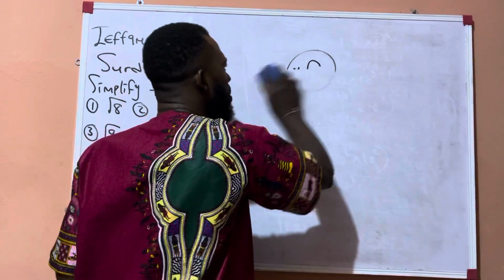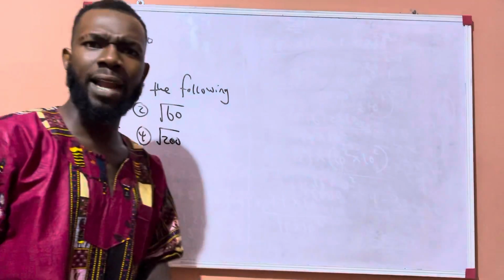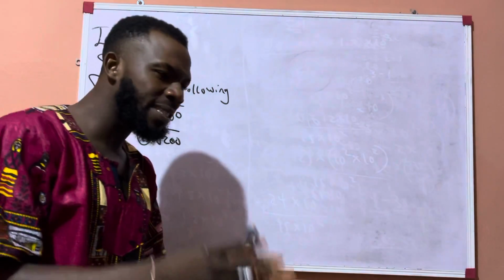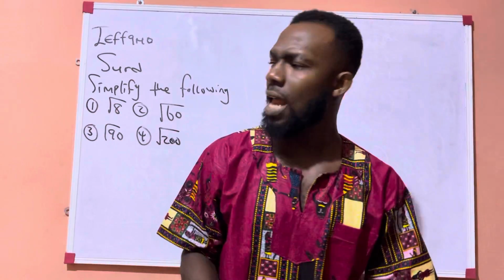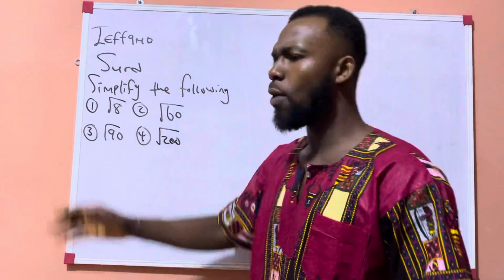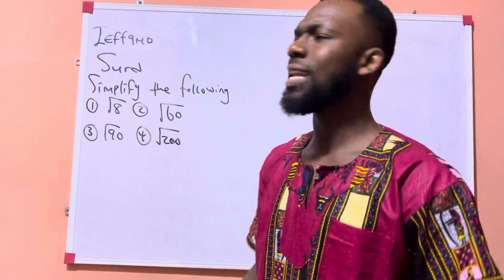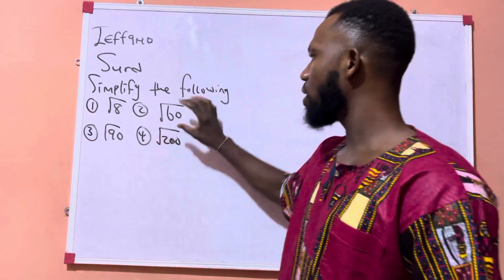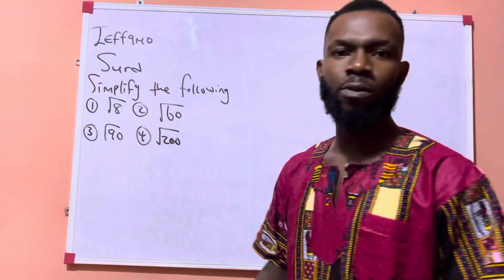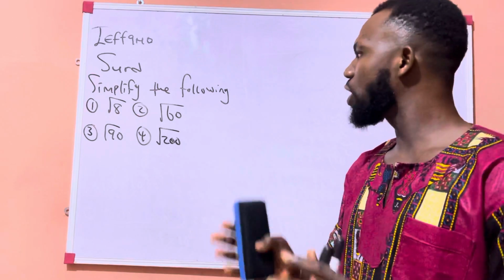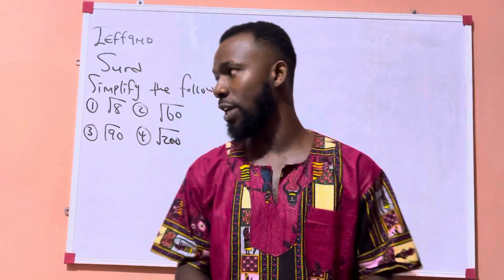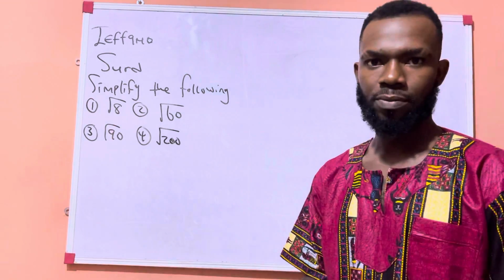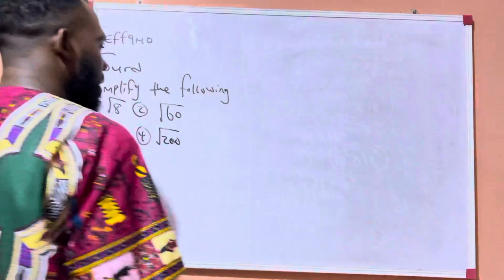For us to understand surds properly, we need to learn how to simplify a given surd. Now, we have 4 questions on the board that will help us learn how to simplify surds. The first question is to simplify root 8, root 60, root 90, and root 200. We shall be explaining extensively how we can simplify these 4 roots. Now, without wasting time, let us begin the class.